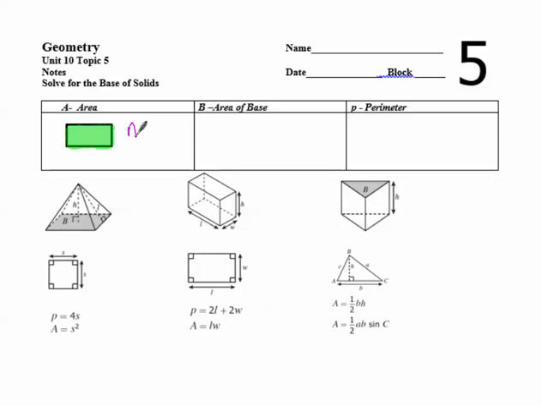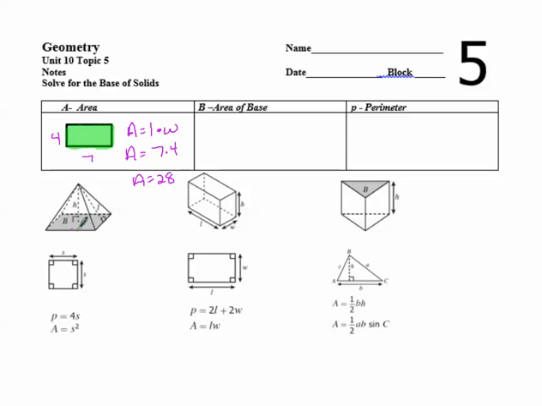So area is length times width. So if this is 7, this is 4, then I'm going to be doing 7 times 4, and so my area would be 28, for example.